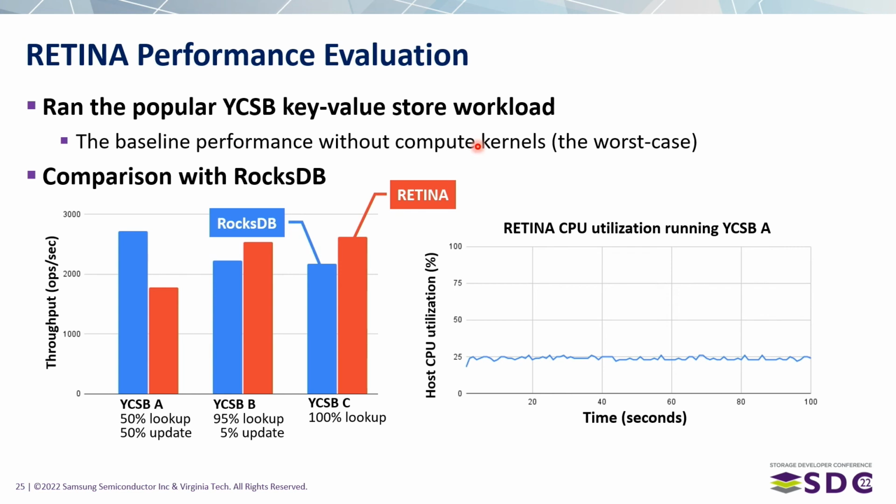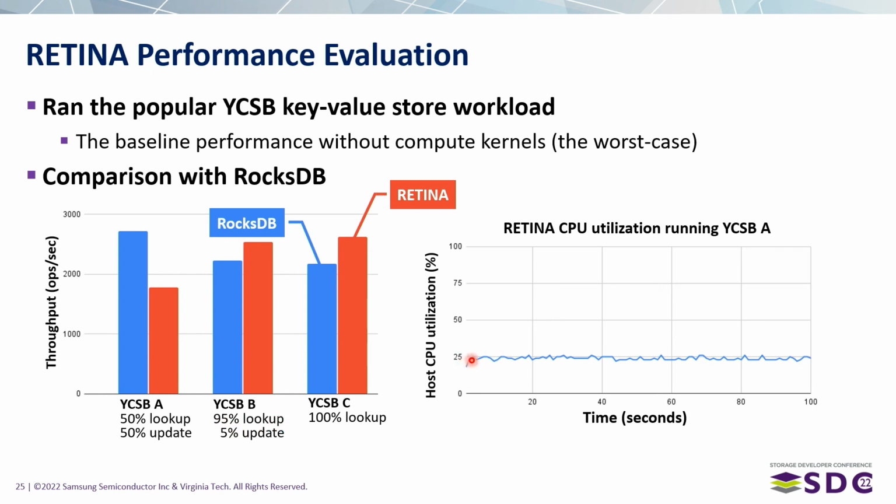From our point of view, this is the worst case performance, because RETINA is essentially for offloading computation efficiently, but we just ran the benchmark without a computation kernel. To see how RETINA performs, we compared the performance with RocksDB. YCSB has A, B, C and a couple of other sub-benchmarks, which have different read and write ratios. As you can see here, for the YCSB-C workload, which is a 100% lookup workload, RETINA outperforms RocksDB, and YCSB-B is also the same case.